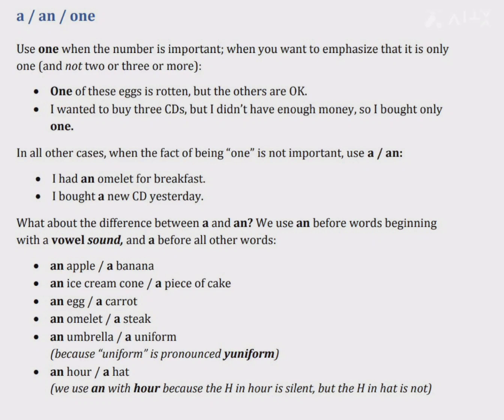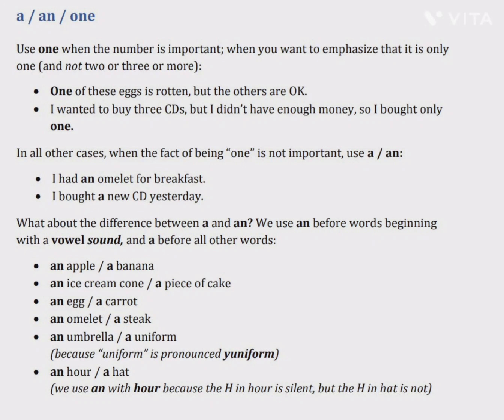Here also, H-O-U-R is hour, H-A-T is hat, okay? But here we have pronounced an for hour and a for hat. Why? The reason behind this is that we use an with hour because the H is silent. We are not pronouncing it like har. It's our, okay? So H becomes silent, then we pronounce it with the O sound, so that is the reason it has to be given an.